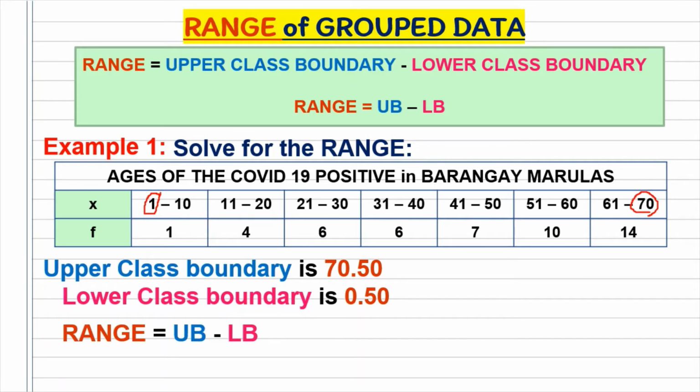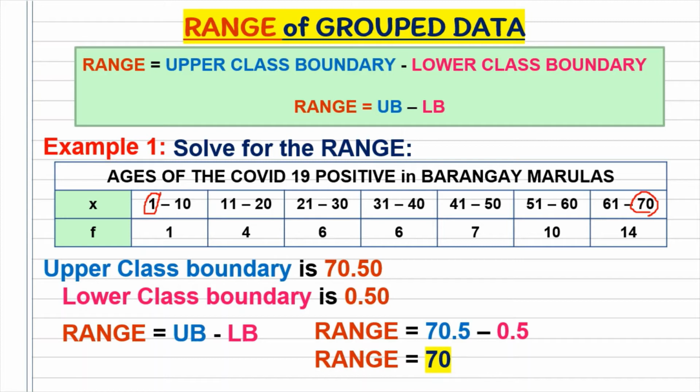And then we will compute the range. So 70.5 minus 0.5. So the range is 70.